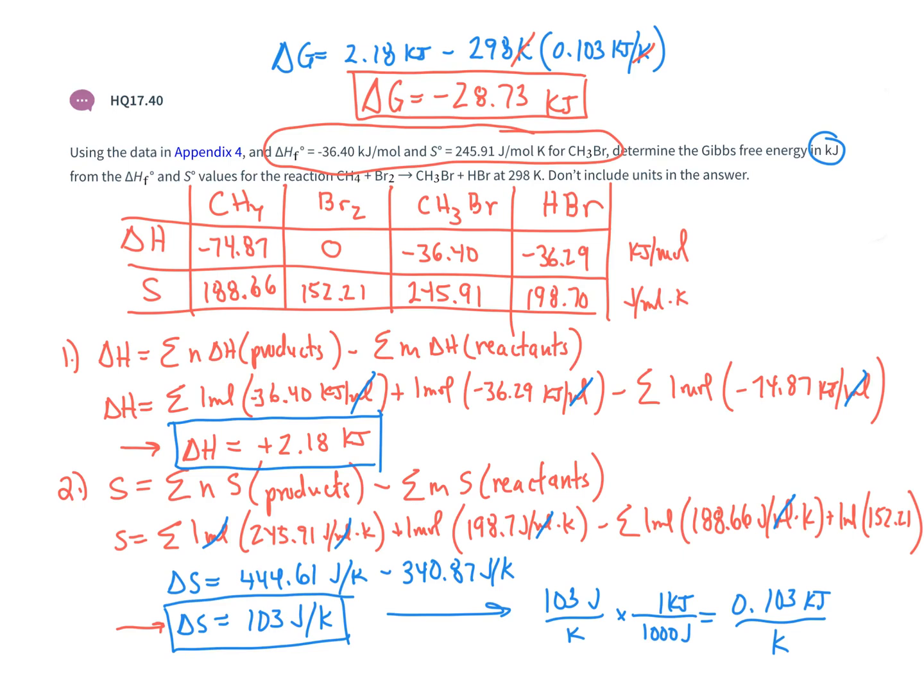We had to look up those values of delta H and the entropy values from Appendix 4. If this was an exam type question, I would just give you those values. I wouldn't expect you to have access or to go to the appendix and look up those delta H and entropy values. But it's good practice to know that it's there and know that a lot of these values have already been recorded for future use.